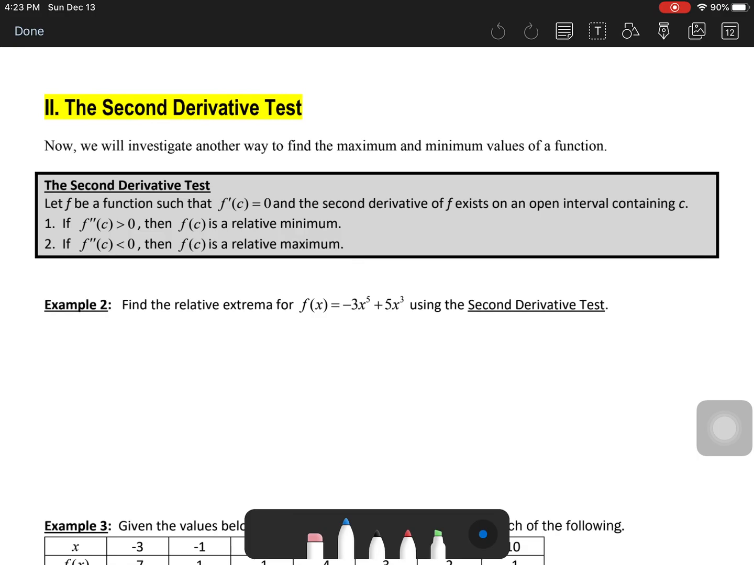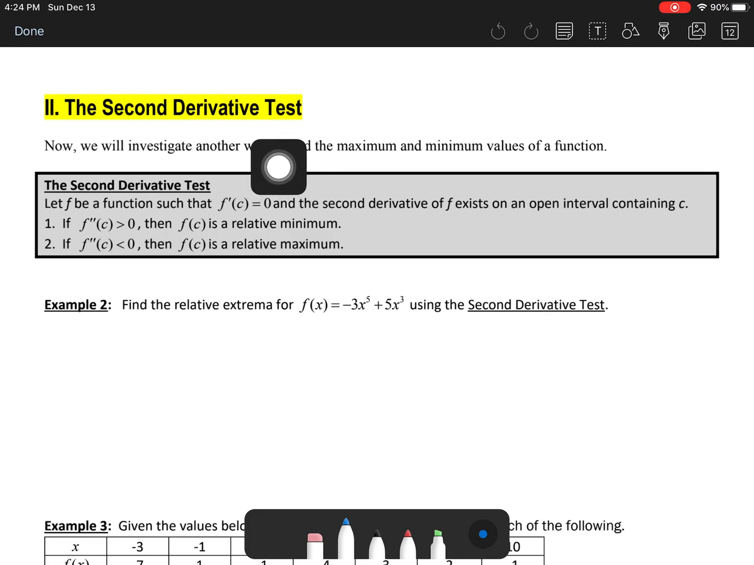Hey class, we're going to continue on with 3.4 notes, moving into the second derivative test. We studied a little bit with concavity in the first example, and now we're going to move on to how we can use the second derivative test to determine extrema.